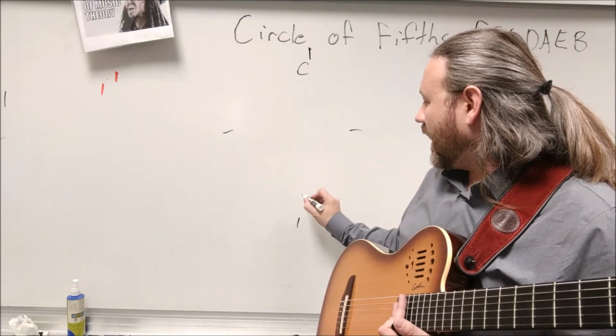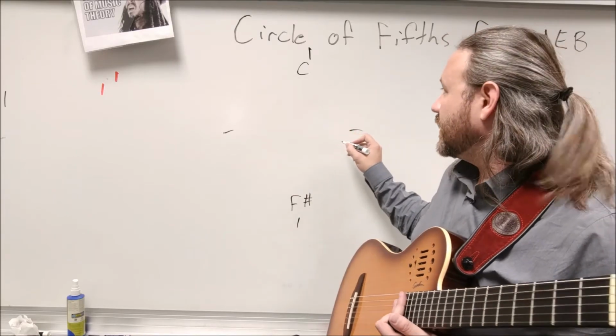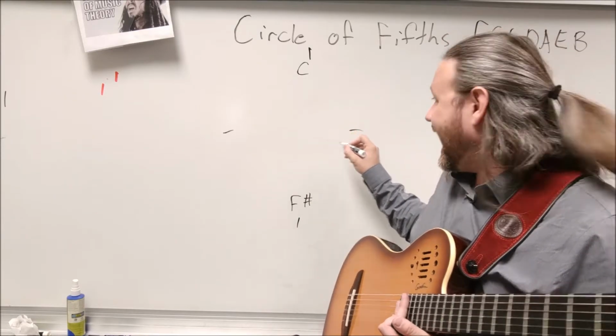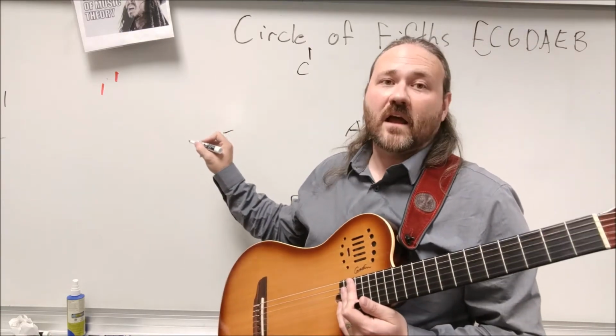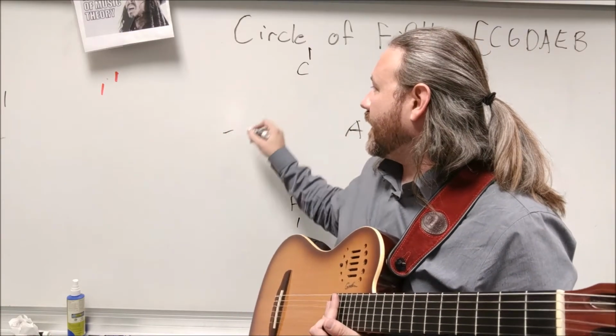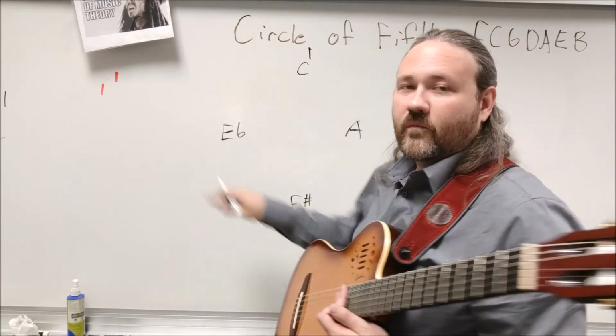All the way down here at the bottom, we have F sharp. In this 3 o'clock position, we actually have A. So let me just draw an A there. And in this 9 o'clock position, you actually end up with E flat, okay? And this is how we'll end up doing this.